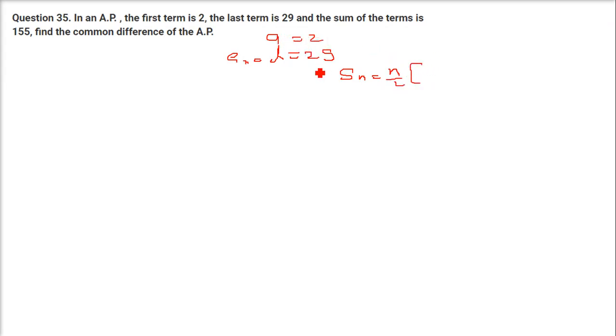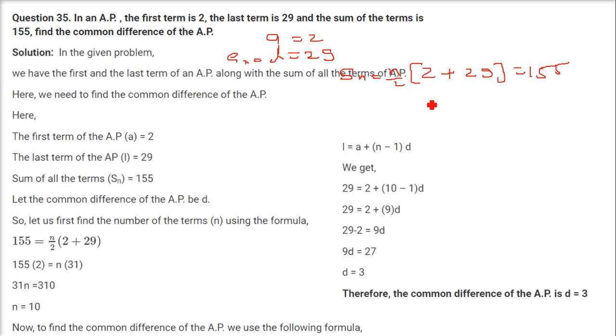We can directly use a and l, right? A and l is already given, so you can directly use Sn equal to n by 2 (a plus l), which is 155. So you can easily find out n from here, right? n will be equal to 155 into 2, and 2 plus 29, 31 comes here. So when you solve it, n is going to be 10, because 5 times 2 is 10, n is 10.